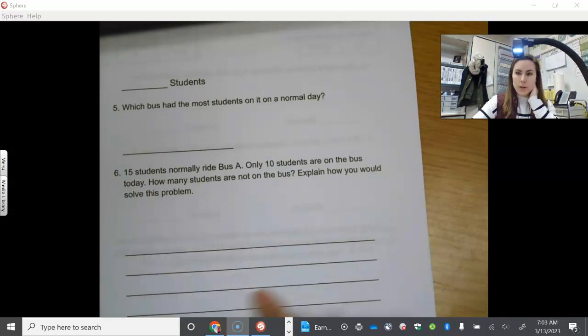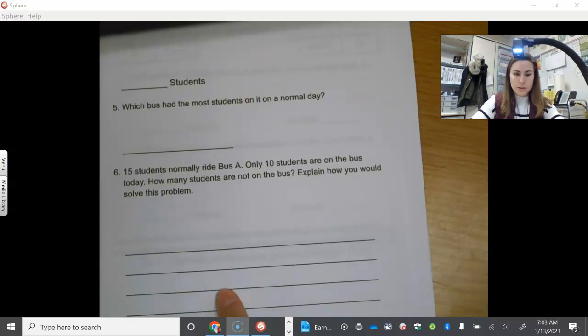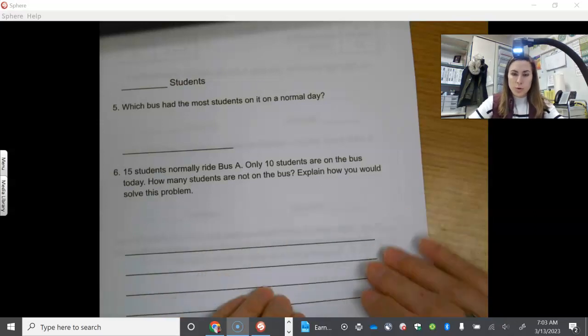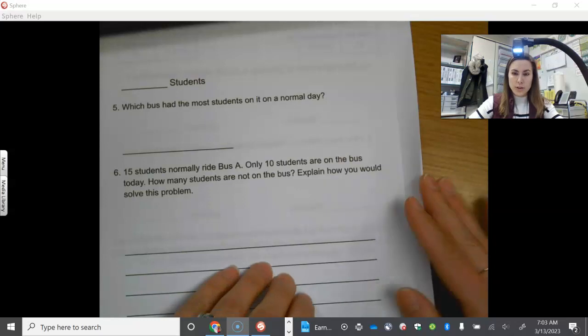So on the lines below, talk about the steps you will have to take to find the answer to this problem. We're looking for things like, did you add? Did you subtract? Did you draw a picture? What did your picture look like? So just whatever you did to solve the problem. And make sure you write about that on the lines. When you are done, make sure you go over your work and check your answers.